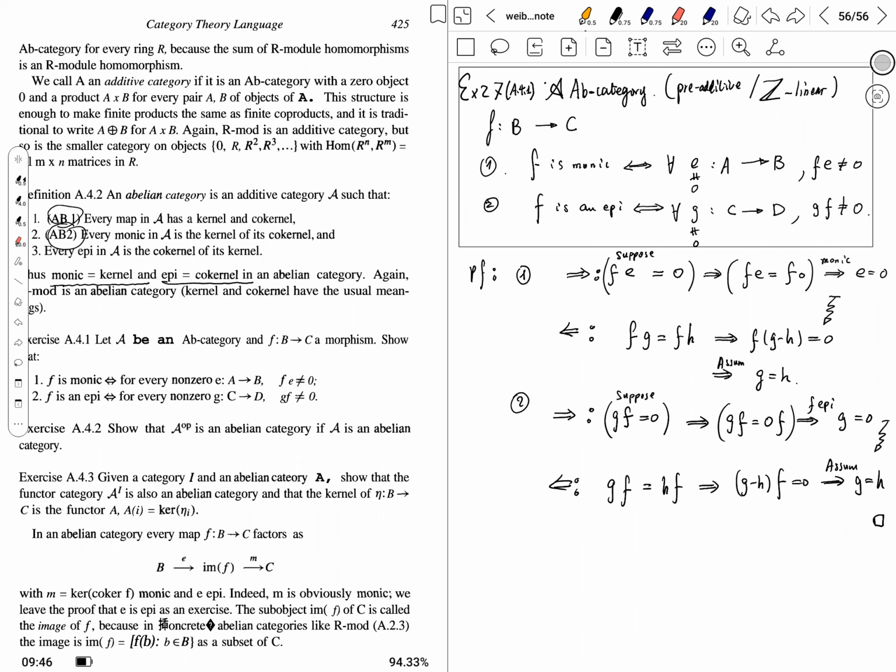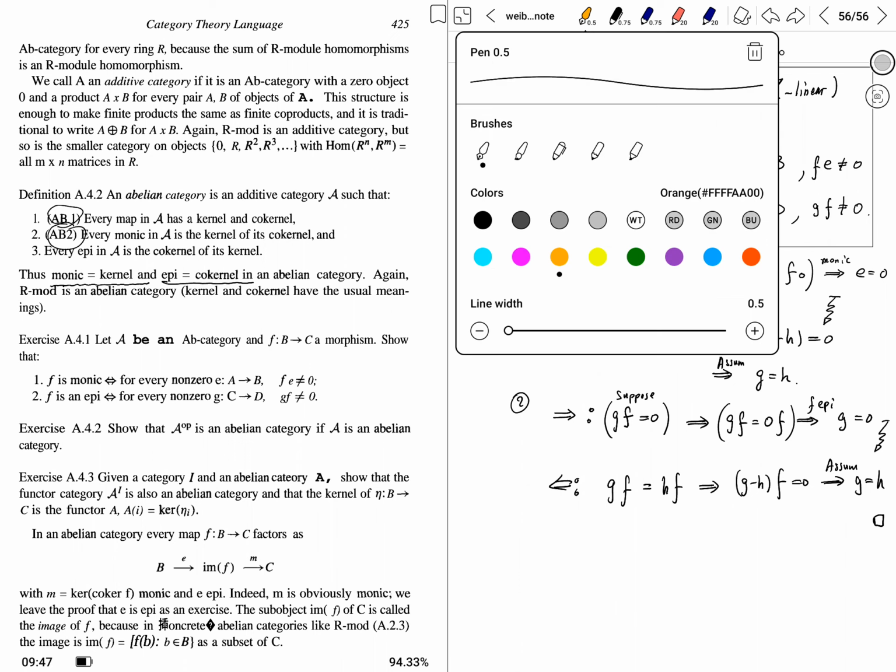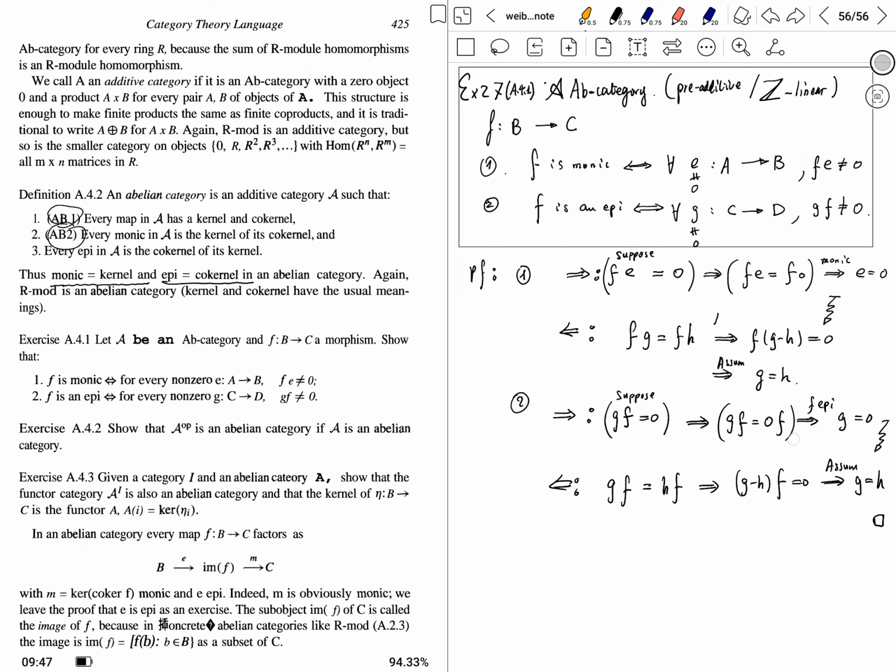And this just comes from the fact this is an AB category, and so in particular the hom set is a group, so you could apply the distributive law, and this gives you F composed with G minus H equals 0, and F composed non-zero is non-zero tells you that G minus H is 0, which means G equals H. A similar proof also works for the other statement, statement 2.